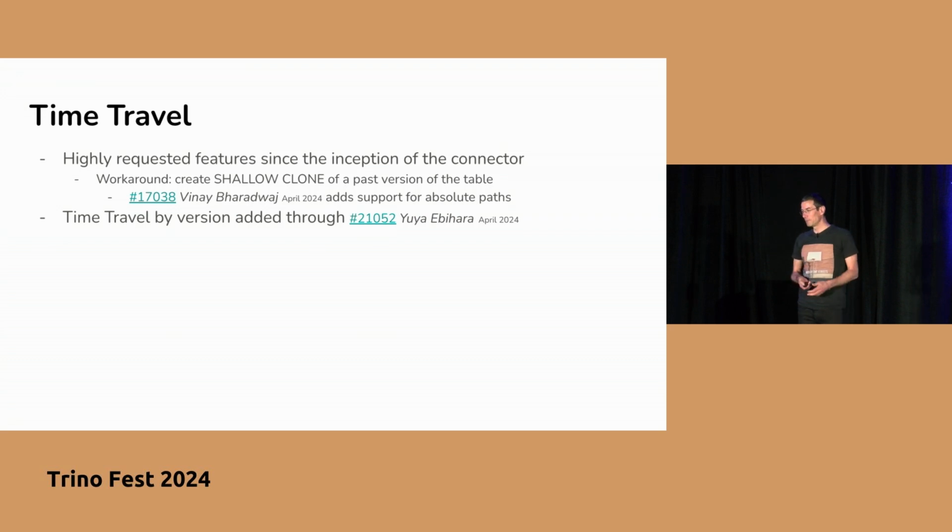Time travel is something that, in my tenure since I've been working with the Delta Lake Connector, has been a highly, highly requested feature. People were asking, I think even 3 years ago, when will we have time travel? Generally when something does not exist, people get inventive. One of the contributors from the Trino community was slick enough to notice that he could create a shallow clone of the table through Spark, corresponding to an old version of the table, and read it through Trino.